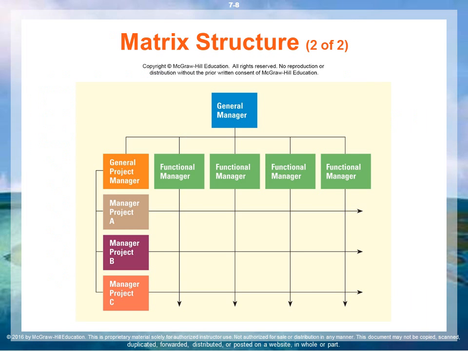Here's an example of what a matrix structure would look like on an organization chart. General manager has various functional things going on, and each of those functional groups work on specific projects that also report to project managers. So you have effectively two bosses here. That's the matrix structure. In those, you have these various teams which might report to different bosses.